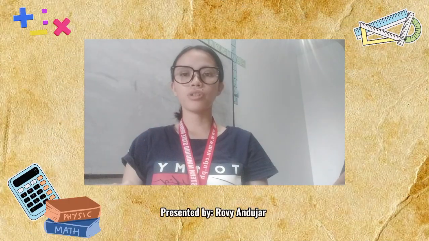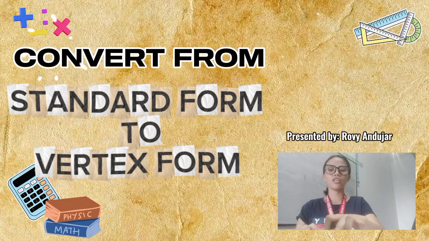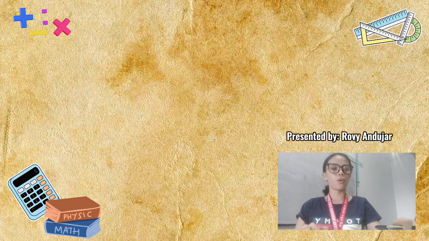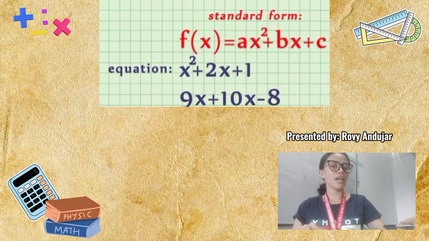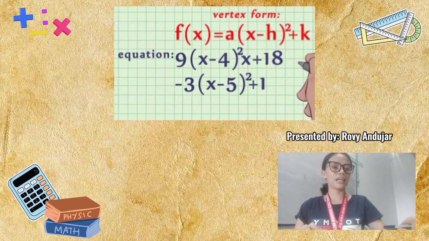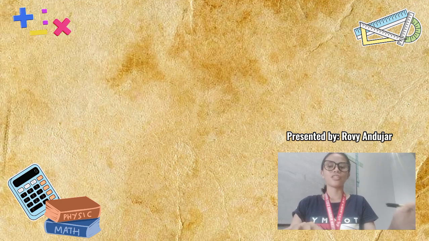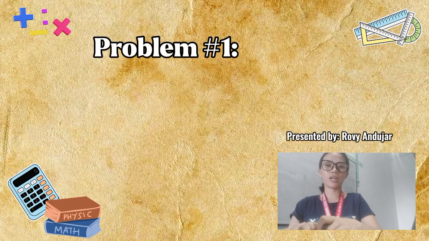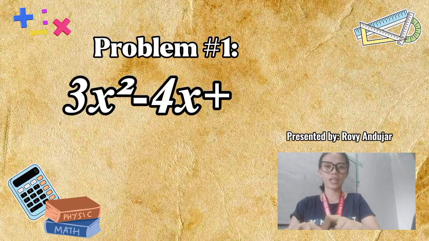Everyone, today I will teach you how to convert from standard form to vertex form. So our standard form looks like this: ax squared plus bx plus c, and our vertex form is a quantity (x minus h) squared plus k. So let's start. Our problem number 1 here is 3x squared minus 4x plus 1.